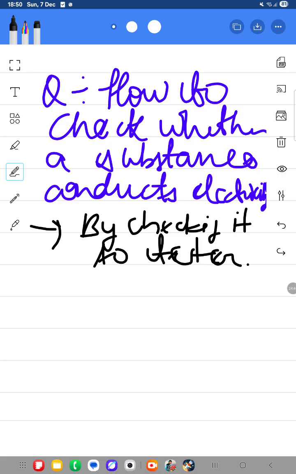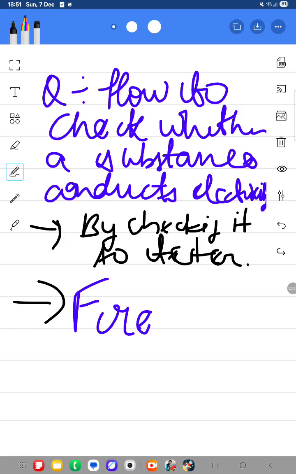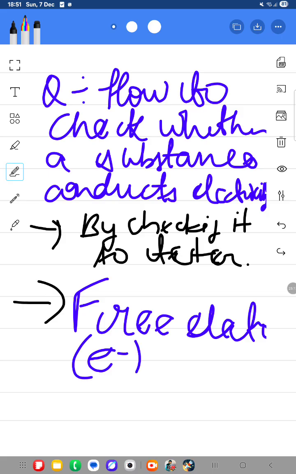It is a process, but why does silver conduct electricity but wood doesn't? Why does gold conduct electricity? Why does copper conduct electricity? Because of a term named free electrons.